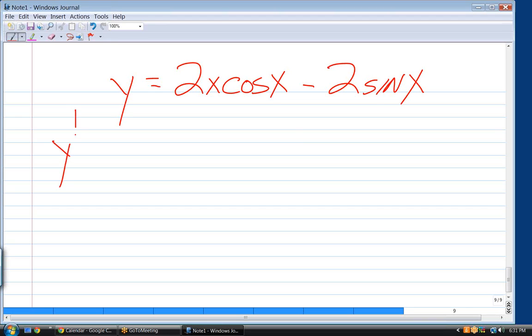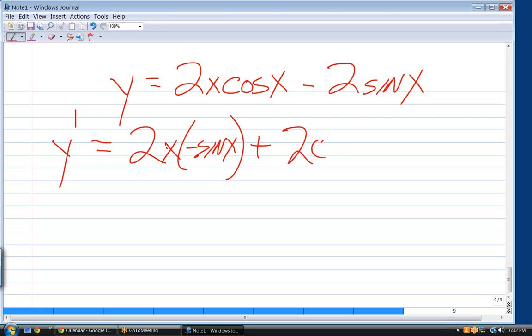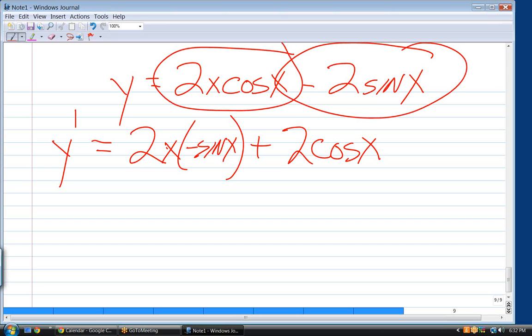What's y prime? 2 sine x. Don't take the derivative of both. Oh, 2x sine x, or negative sine x. Okay. Plus what? Plus 2 cosine x. Now what about that part there? In other words, you just did this part. Minus cosine x.